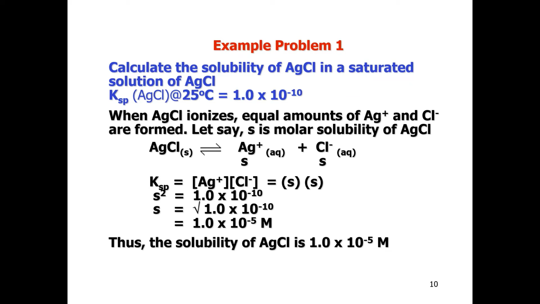Now let's make some calculation. Example of the calculation: calculate the solubility of AgCl in a saturated solution of AgCl. KSP basically relates to when the solution becomes saturated. What is meant by a saturated solution? If you add solute into a solvent, it becomes a solution. As long as it does not become saturated, further addition of your solute will continue to solubilize inside the solvent up to a point where it becomes saturated.